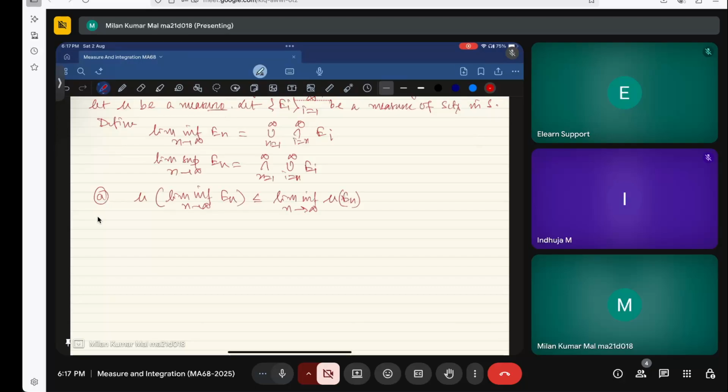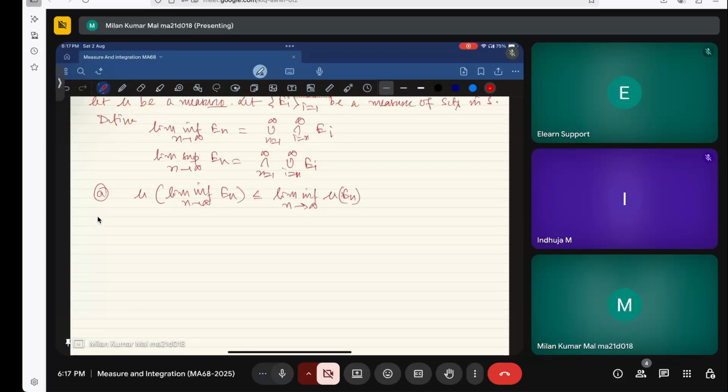Just a minute. I'll use the definition to prove this one. We have to use the properties of mu, that is, countable subadditivity and countable additivity, and then we'll be able to solve it. Give me a minute. It's a few seconds actually.